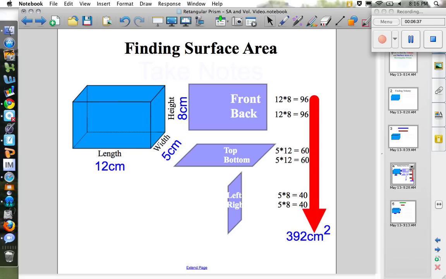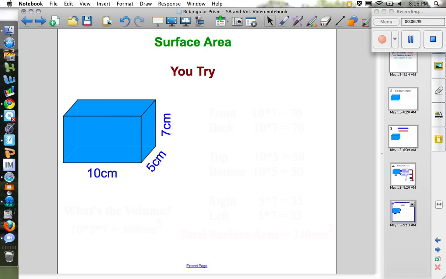Now, moving on, I want you to try one, and it's not that hard. Surface area, you try. I've got a 10 by 5 by 7. Go ahead, try. Put together your front and your back first if you need to.